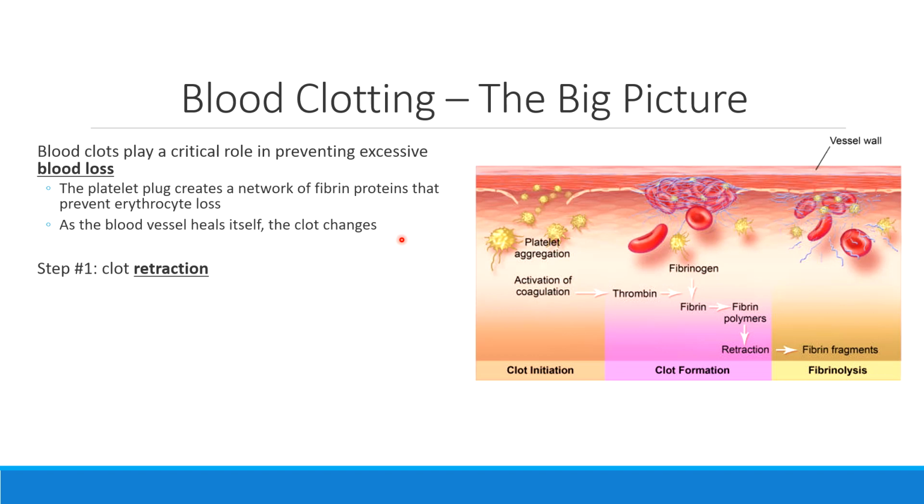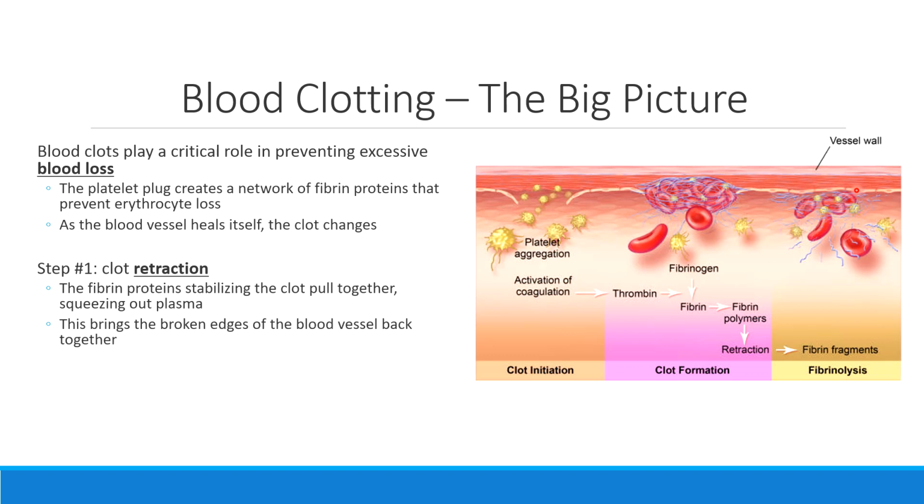So let's say that my blood vessel is starting to heal itself. As parts of my blood vessels start to heal themselves, we do what's called clot retraction. Clot retraction means that I'm pulling away that blood clot to bring back together the two sides of the blood vessel wall. So clot retraction is when the blood clot that I've made here slowly gets squeezed apart for the sake of getting this blood vessel wall back to normal.